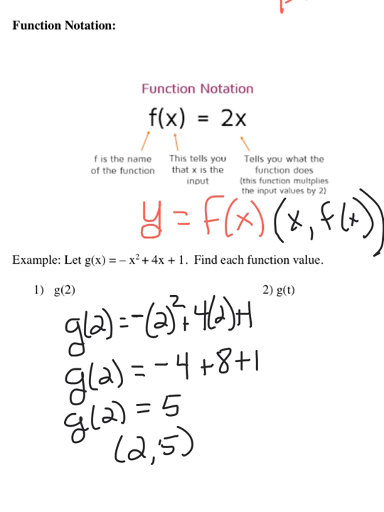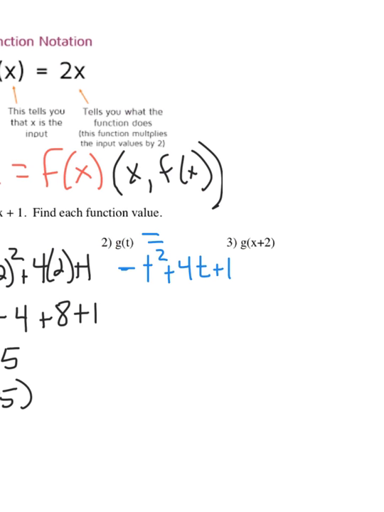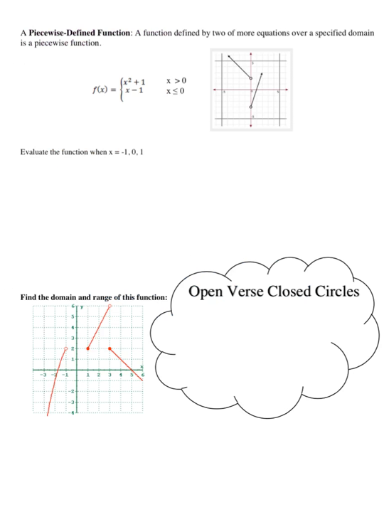We can also do this with other variables, like t for time. So we end up with negative t squared plus 4t plus 1. It's the same equation; we've just replaced x with t. We're not going to do this last example in our notes, but if you want to give it a try on your own, it might challenge you a little bit. If you're up for the challenge, give it a try. On the next page of the notes, we have a piecewise defined function.